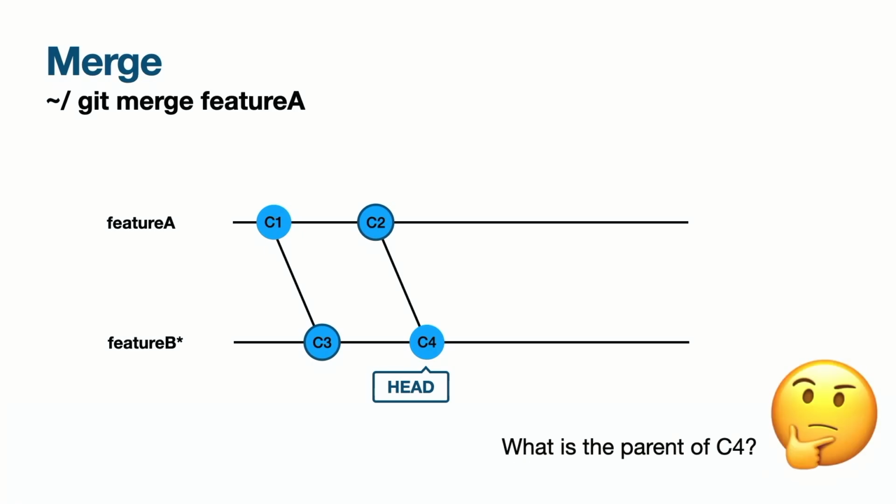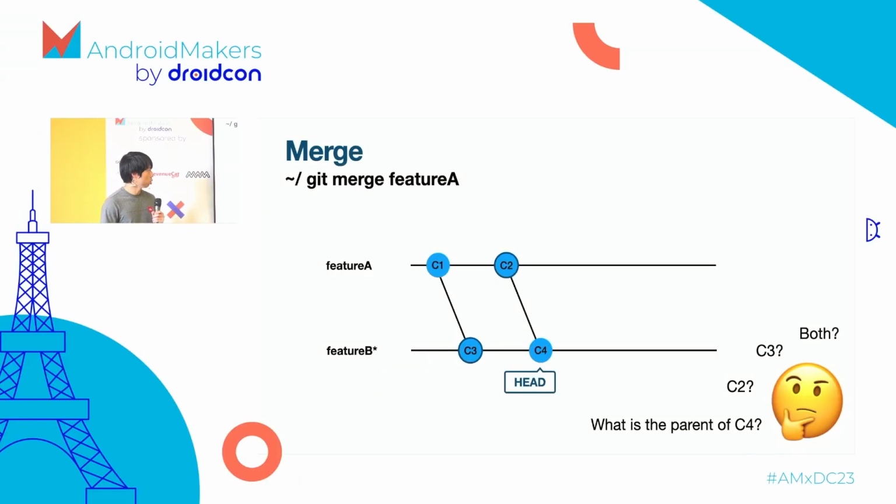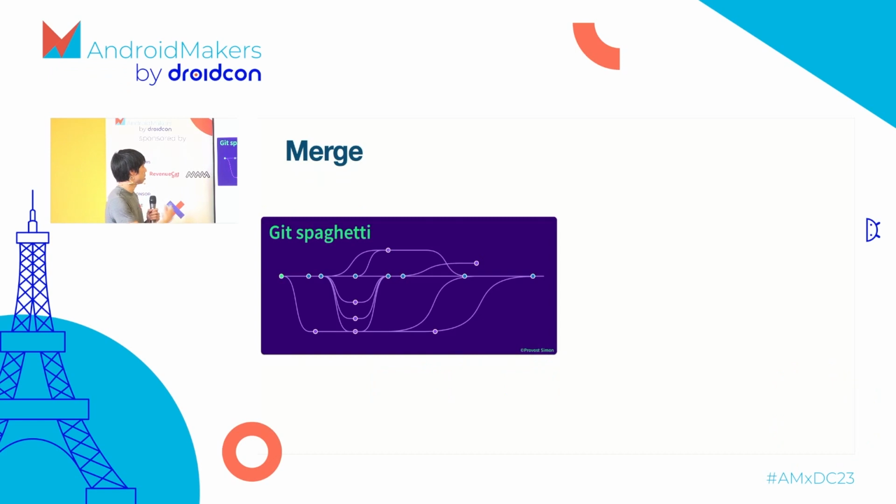Now I ask you, what is the parent of the C4? C2, C3, or both? Both. So then, if you need to execute some more advanced git command, maybe you need to define what is the parent that you want to follow, the first parent or the second parent. So there's some commands that you need to pass those parameters. And besides that, when you do so many merges, it's really tricky to see the history of the Git. So you end up with this Git spaghetti. I love food, but in this case, it's really tricky to see the history.